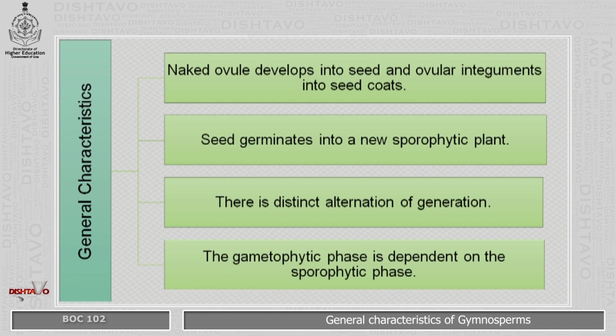Now, out of these two generations, the gametophytic generation or the gametophytic phase is always a dependent phase, that is, it depends upon the sporophytic generation for its growth and development, whereas the sporophytic generation or the sporophytic phase is an independent phase because it can prepare its own food material and it can grow and develop on its own.